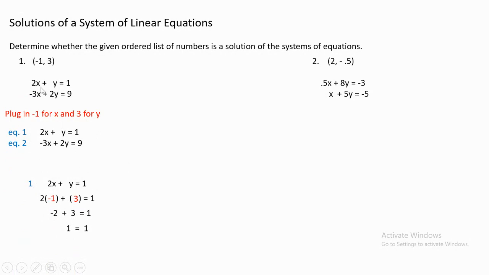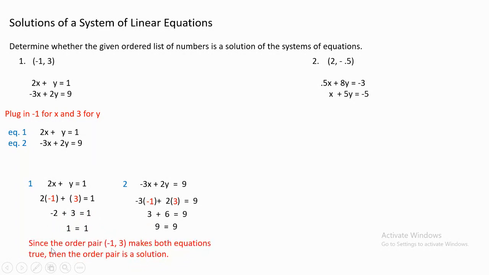But for the point to be a solution to the system, it has to be true for both equations. Once it's true for the first equation, then we go to the second one. Again, I'm going to plug in -1 for x and 3 for y. Here we're going to get 3 plus 6. 3 plus 6 is 9, so 9 equals 9. In other words, since the ordered pair (-1, 3) makes both equations true, the ordered pair is a solution. So this point is a solution to these two equations.